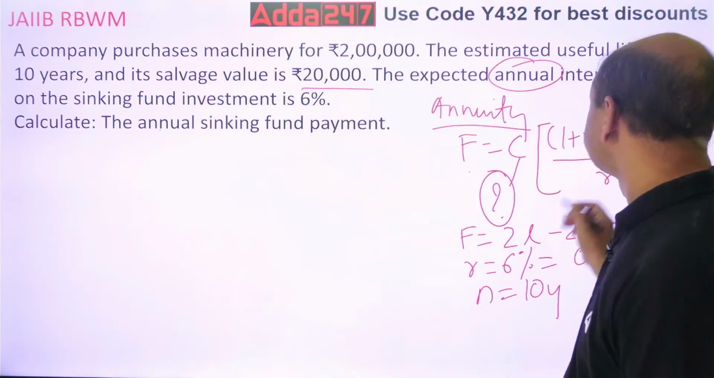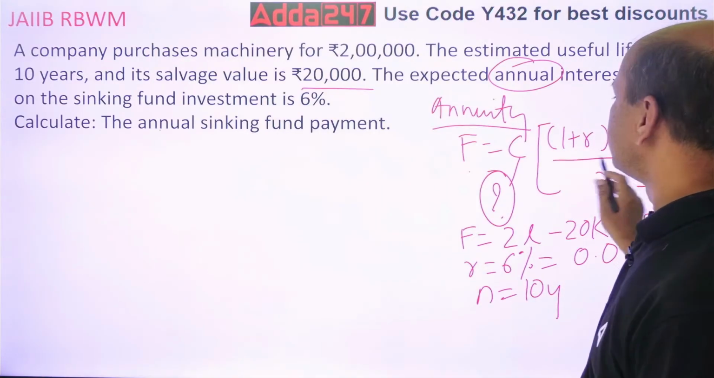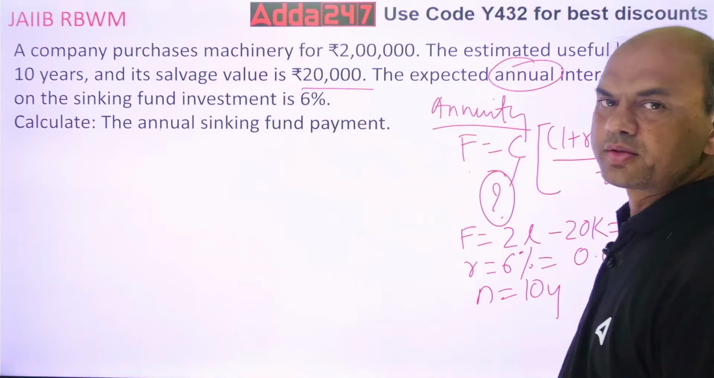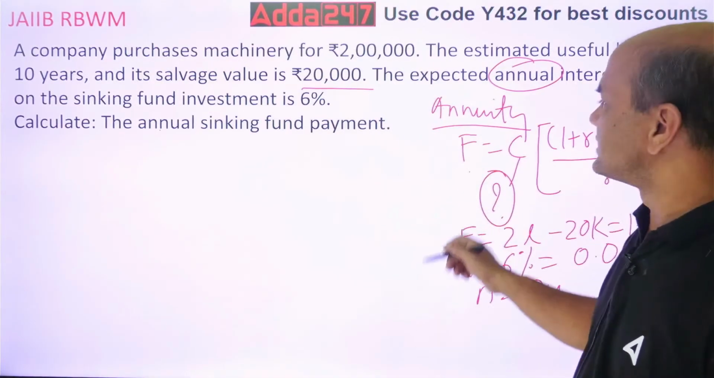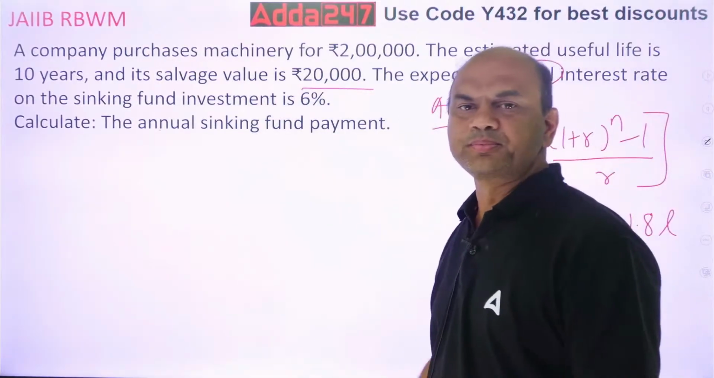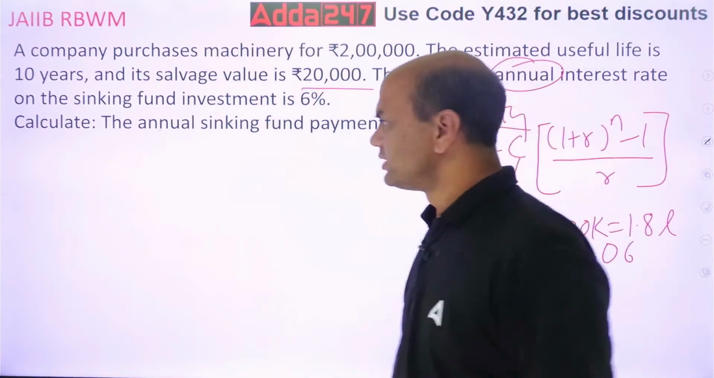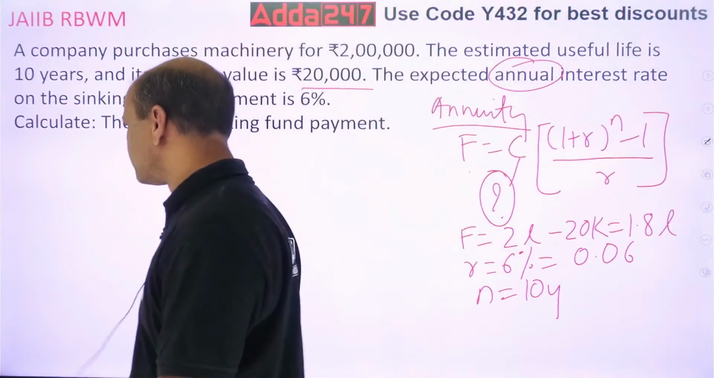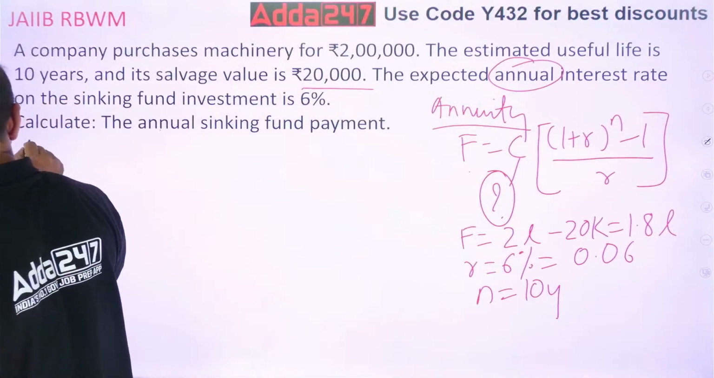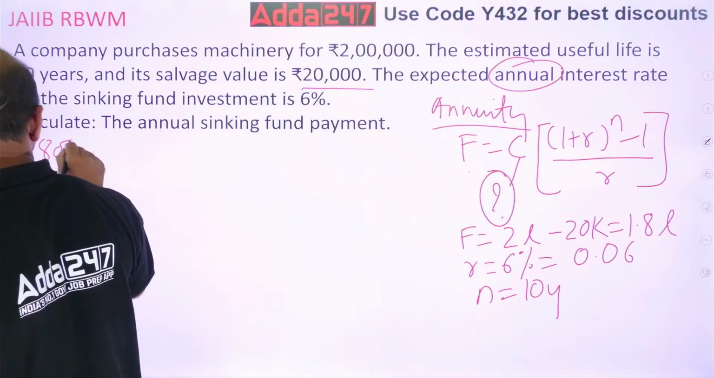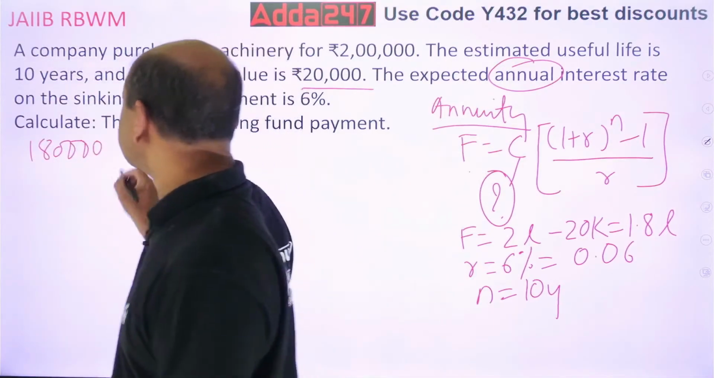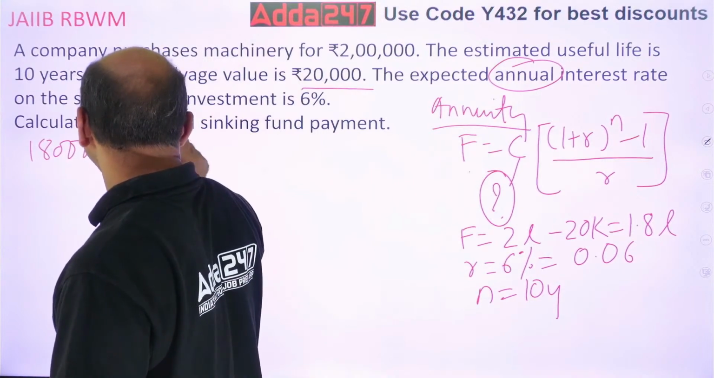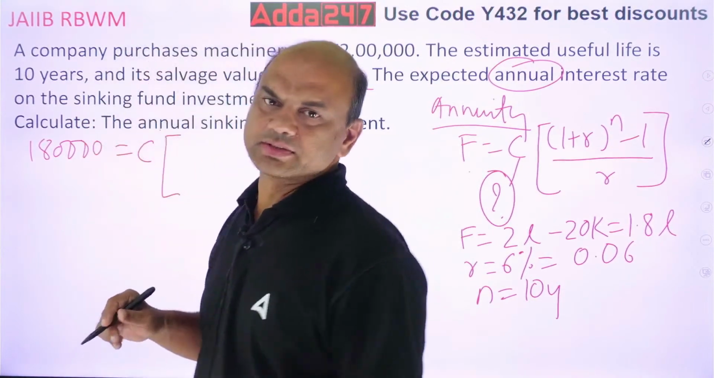Anything else? C, R, N, that's it, and F. C is what you'll have to find out, the annual sinking fund payment. This is what you have to find out. So let's solve it. 1,80,000 equals, now you solve this. Are you able to see this? Equals C into, now I'll directly write the answer.